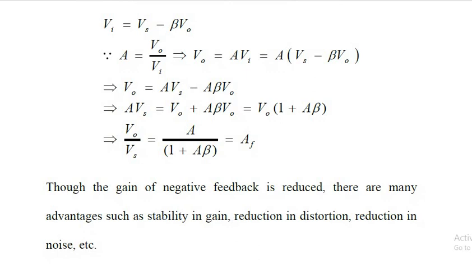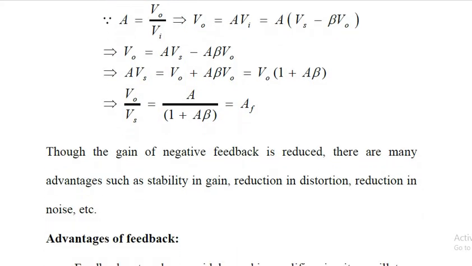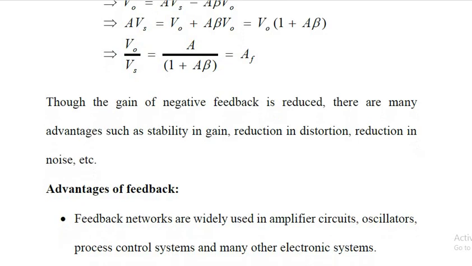Though the gain of the negative feedback is less, there are many advantages such as stability in gain, reduction in distortion, reduction in noise, etc. Hence, negative feedback is used in amplifiers, not in oscillators.